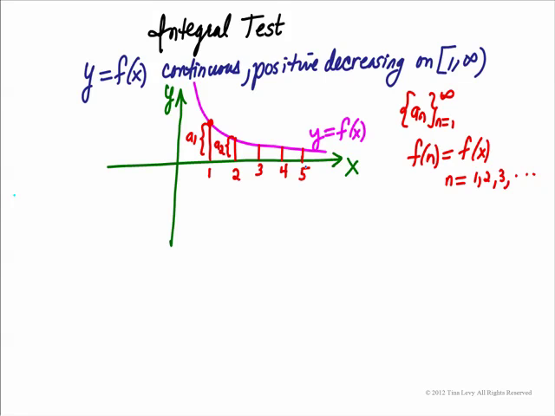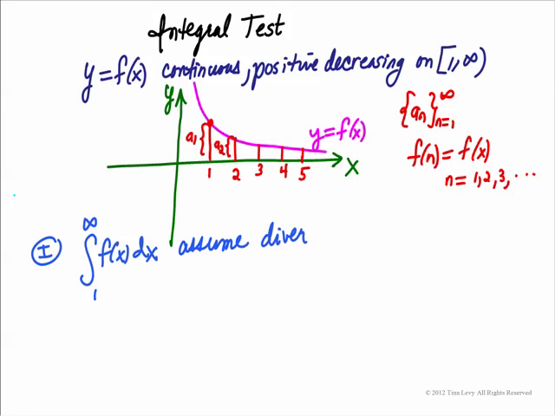In this case, let's assume that I'm looking at the integral from 1 to infinity of f of x dx. And for our first case, let's assume that that integral is divergent. Based on that, I am now going to create circumscribed rectangles.